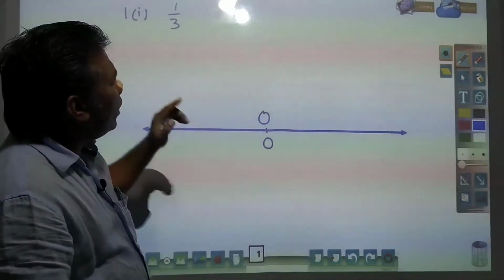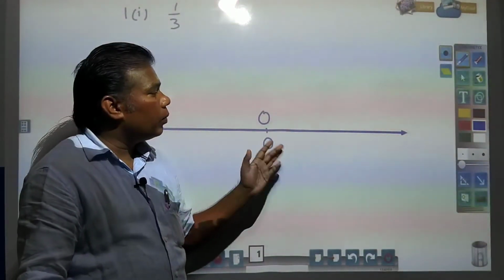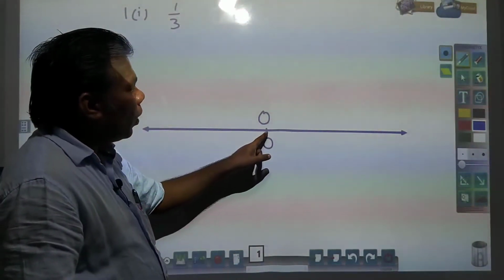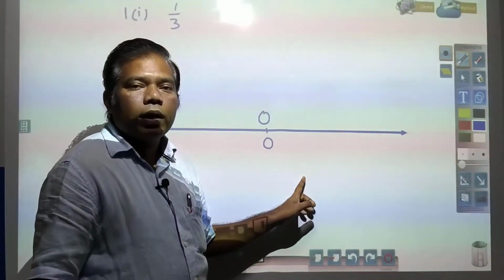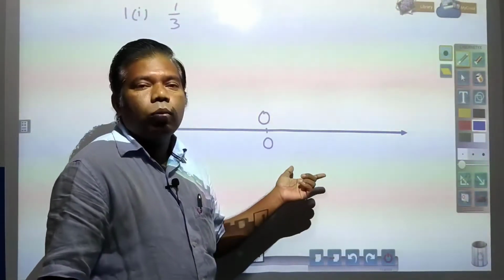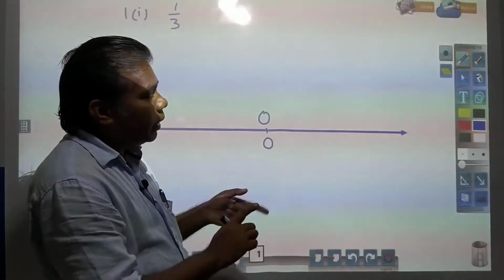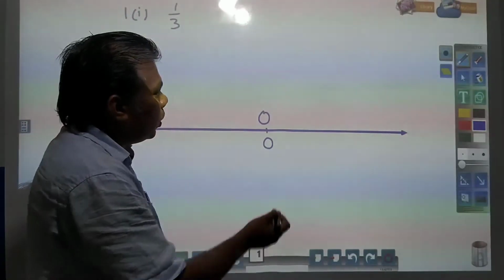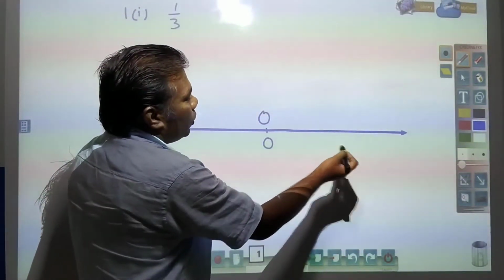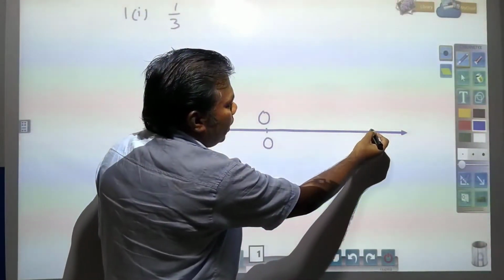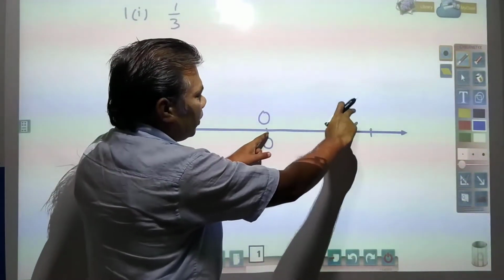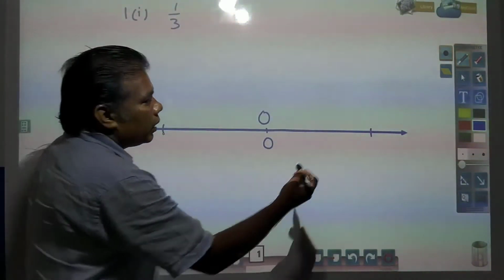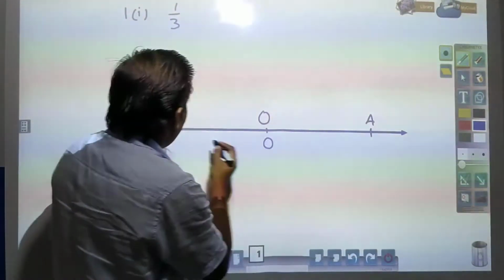So if you need to represent 1 by 3, what is required to be done? In the last class it was told, if you remember, 1 unit length is required to be taken with the help of your compass and ruler. In the very first class of rational numbers it was told, so I hope you understand how it is to be done. Suppose we have taken 1 unit length like this with the help of compass and ruler. The same length is required to be taken on both sides, and suppose you name the points A and A dash.